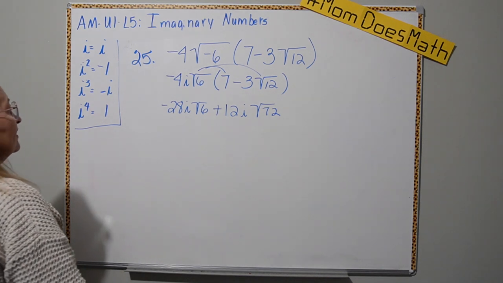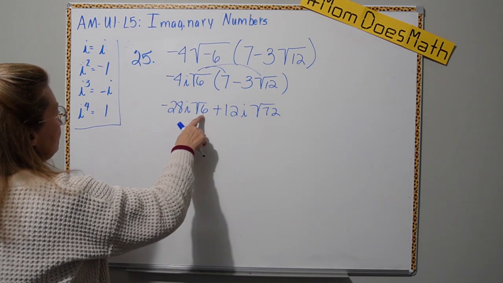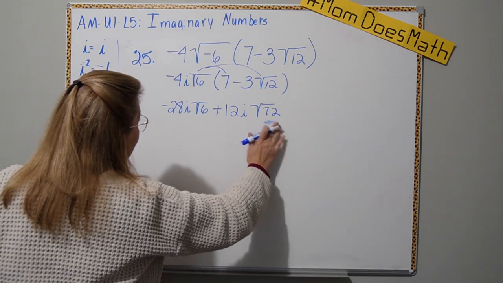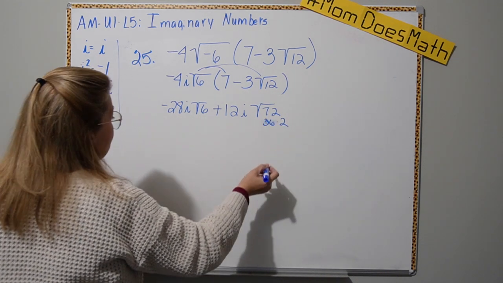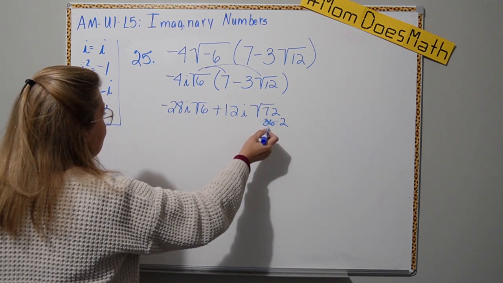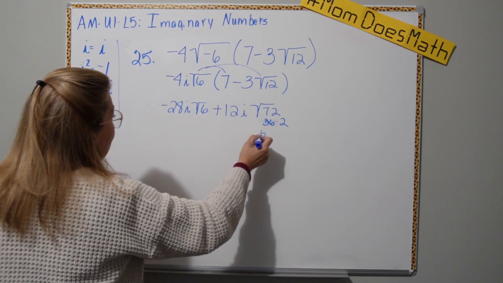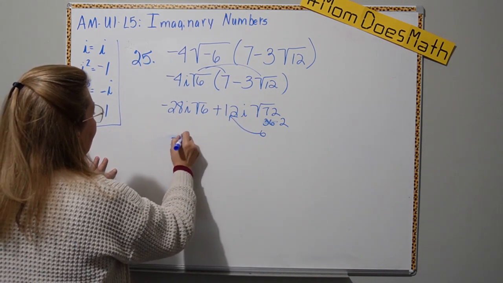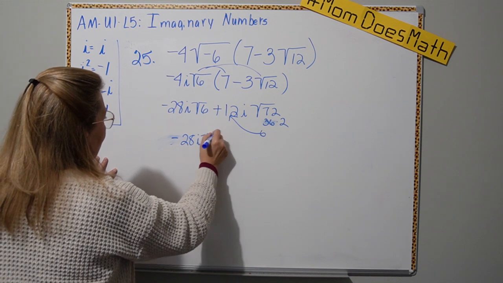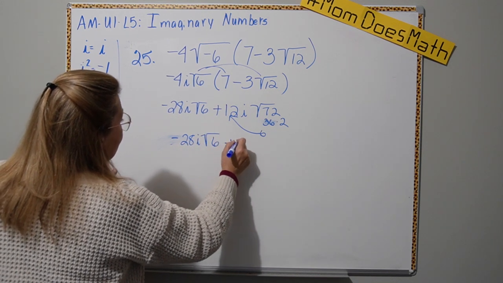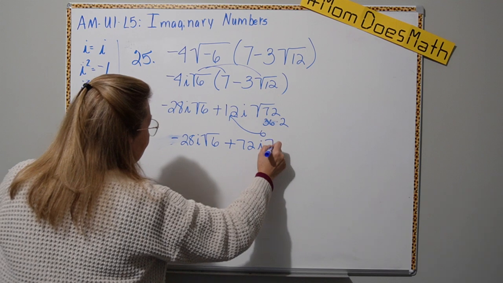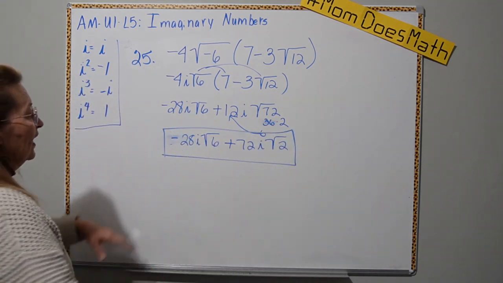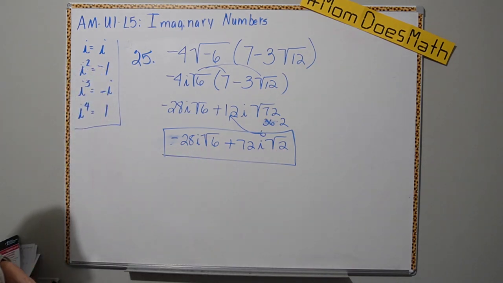So let's clean this up now. There's nothing that will go into the square root of 6. But in 72, a perfect square that will go into that is 36 times 2. Now when you take the square root of 36, that's going to be 6. And then you're going to multiply that times 12. So what we're going to have is negative 28i square root of 6 plus 72i square root of 2. And that's all you're going to be able to do with that because your radicals don't match.